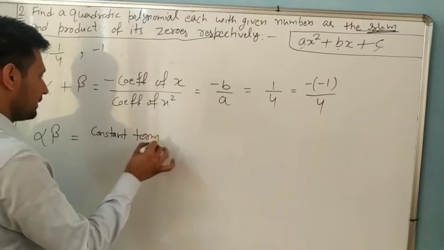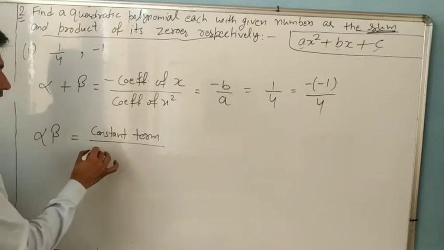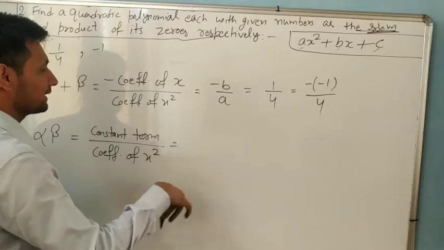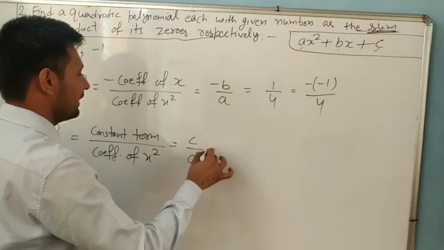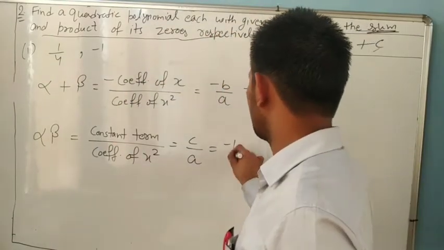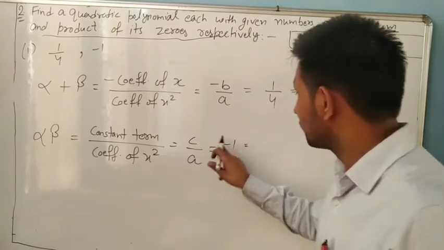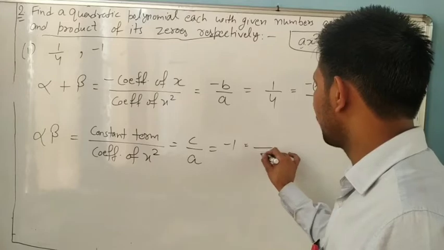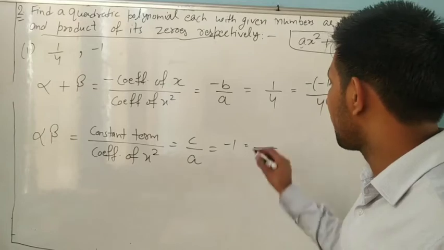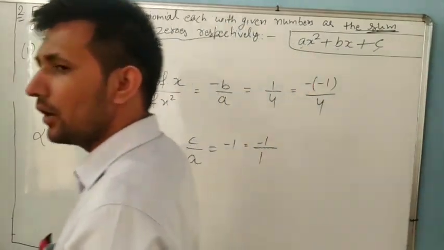The constant term divided by the coefficient of x square, I already told you, is c by a. What is given? Minus 1. So what will we write in c by a form? Minus 1 divided by 1. Here, c is minus 1, and a is 1.